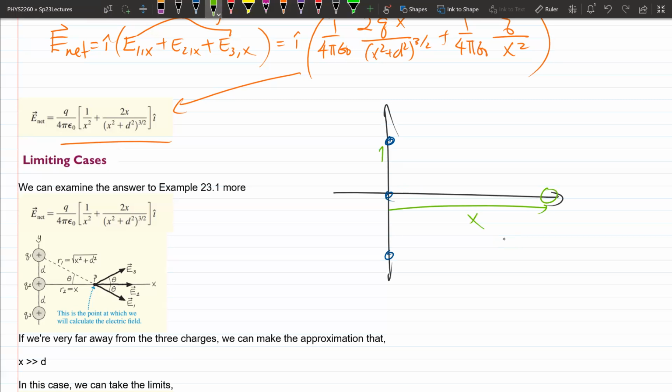And D is the distance between the charges, okay? So this is given, this is given, this is given, and your answer has to be in all the values that are in the variables that are given, okay?